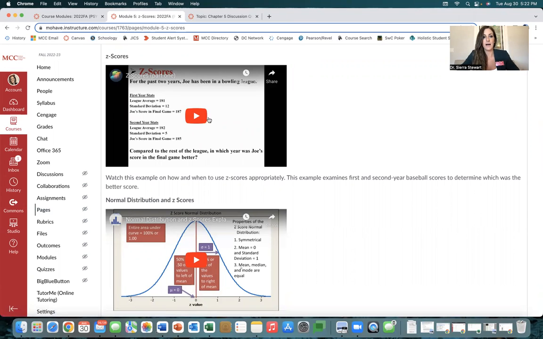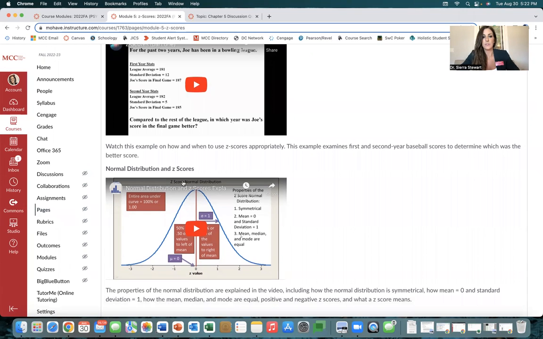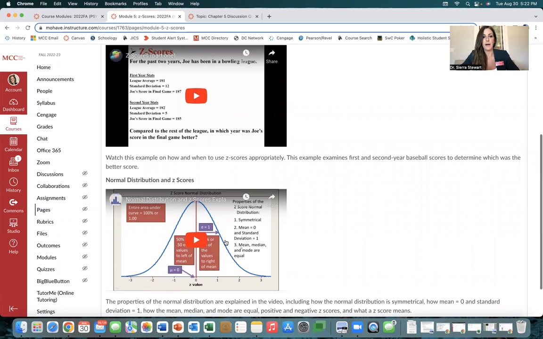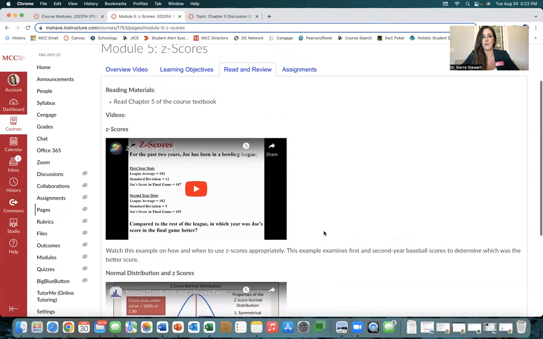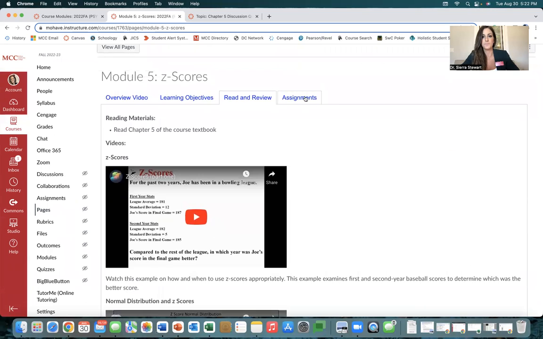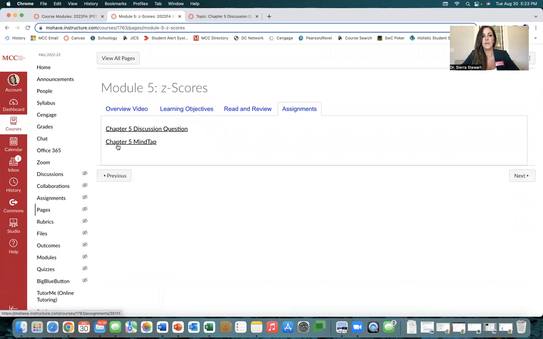This video gives an example of bowling scores for 2 different years and how the data can look one way, but when you use a z-score, it actually can be interpreted a different way. So just watch these 2 different videos about z-scores and distributions, and that'll hopefully explain that a little bit more to you. Your assignments this week, of course, are chapter 5, MindTap, and then your discussion question.